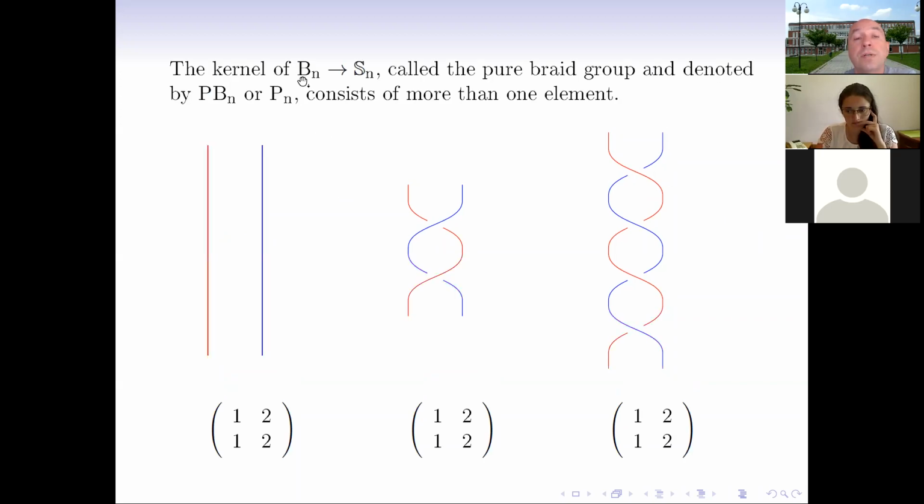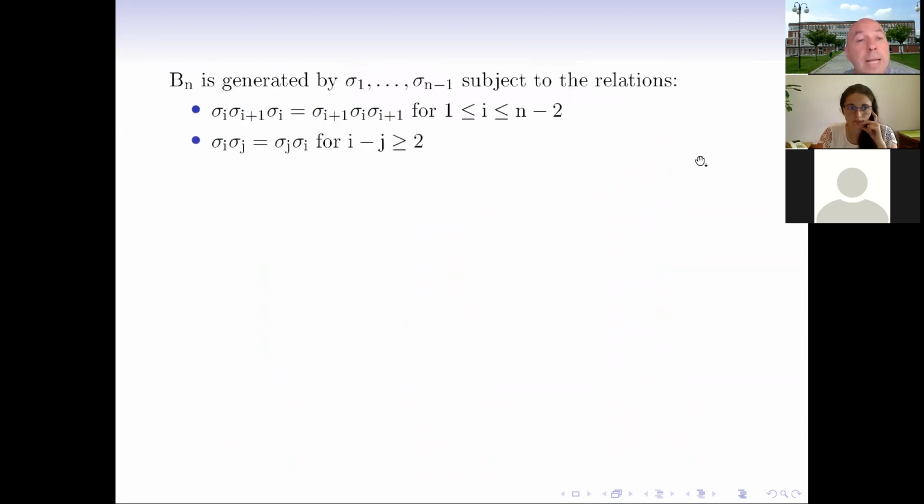So the kernel of this map, which as we know should be a normal subgroup, the kernel of the epimorphism from Bn to Sn, is called the pure braid group, and this is denoted PBn or Pn, and this consists of more than one element and even infinitely many elements. You can see that, for instance, for n equals 2, it will be just the cyclic group, because it will count how many times you wrap one over another one.